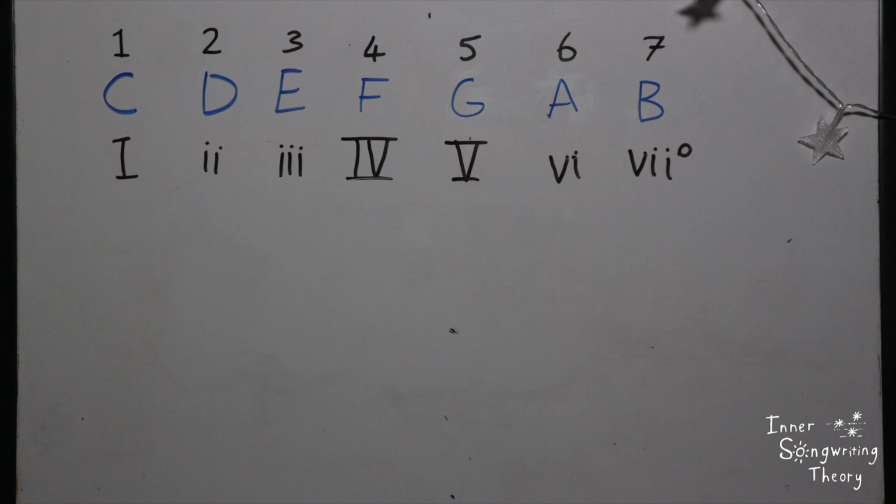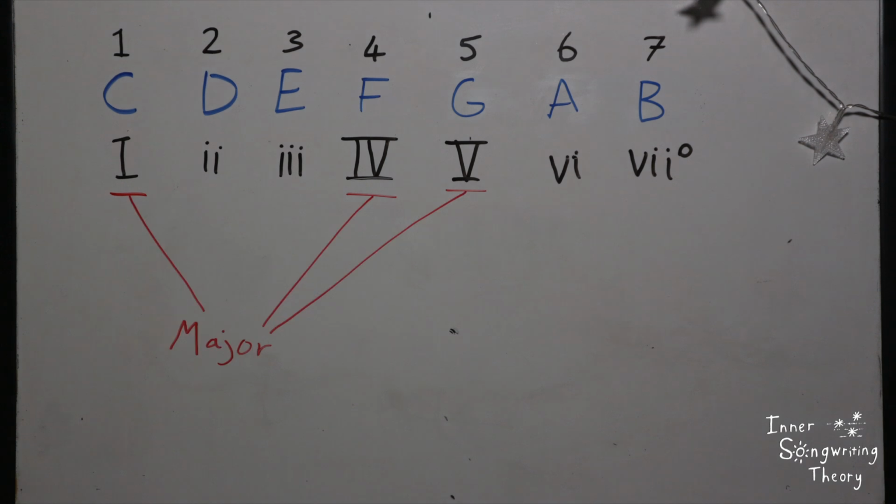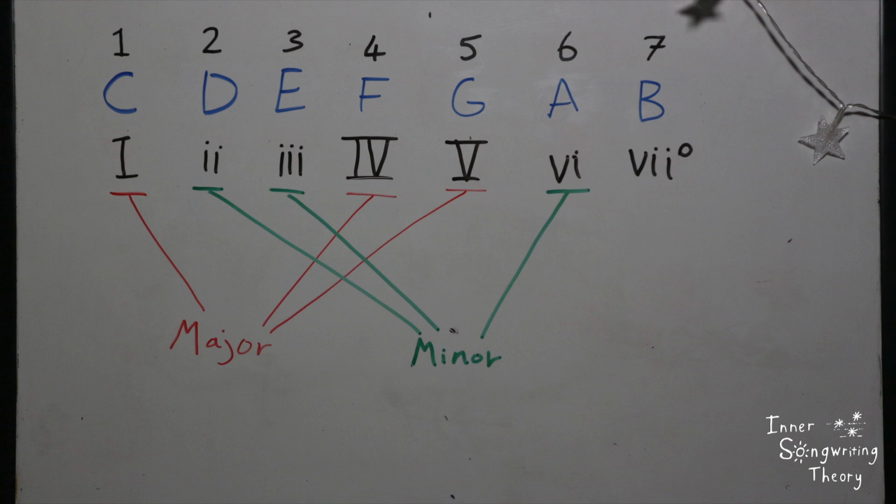The uppercase 1, 4 and 5 tell me that C, F and G are major. The lowercase 2, 3 and 6 tell me that D, E and A are minor, whilst the lowercase 7 with the circle tells me B is diminished. Let's take a look at some real life examples.